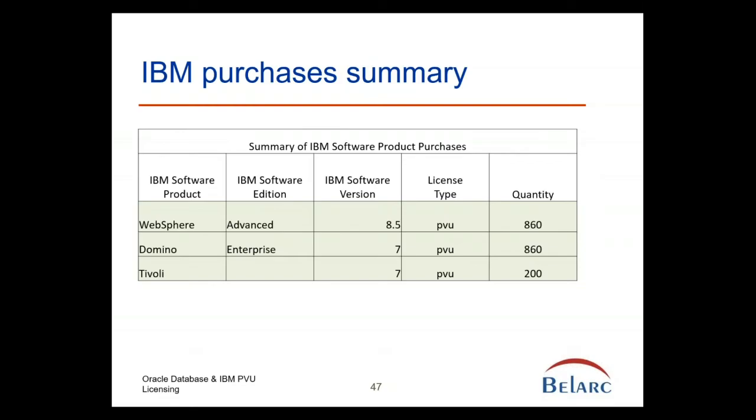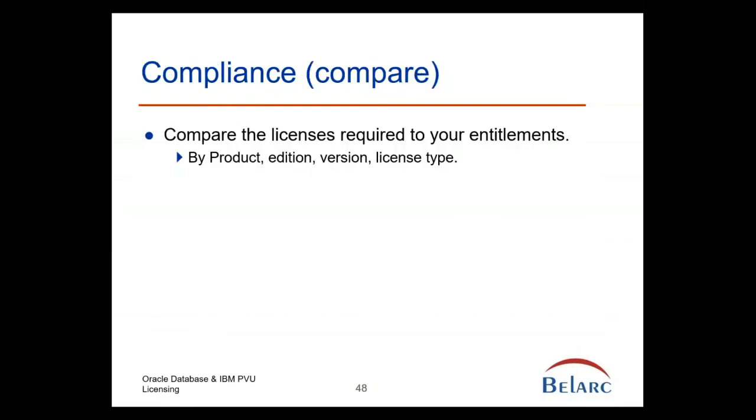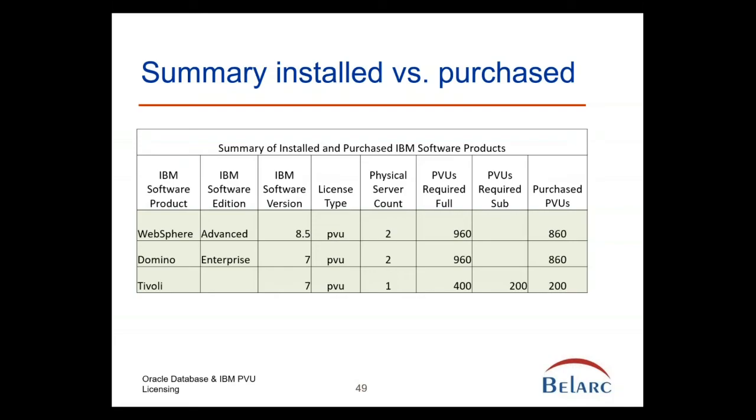Now that we've got all of that information, we can summarize it again by commoning up everything with the same product edition and version. And we end up with a single row for each product. And we can use this to get to our effective license position. So here we can see that the product edition and version columns were common to both tables, and we've included the different columns from each table. On the discovery side, we've got the physical server information and the number of PVUs required by either licensing method. From the purchase table, we have the number of PVUs that we own and are entitled to use.